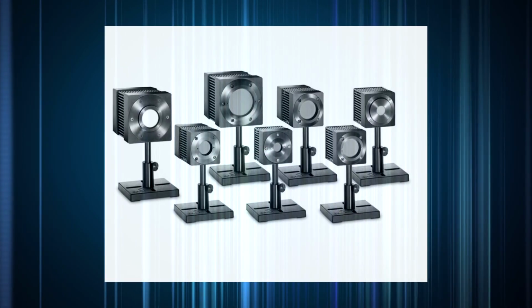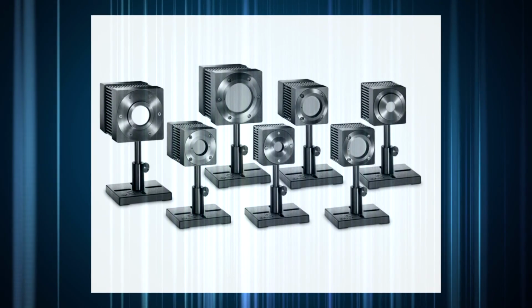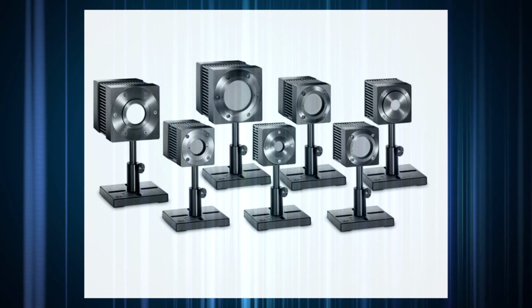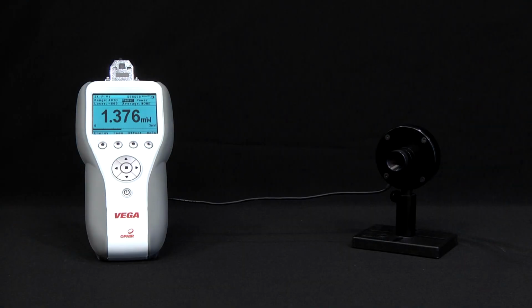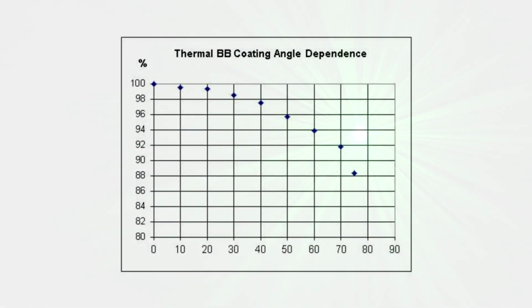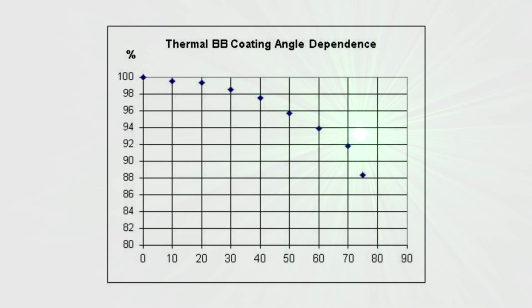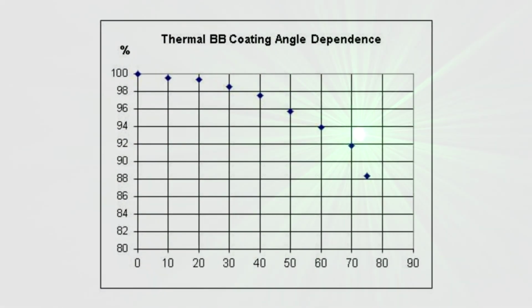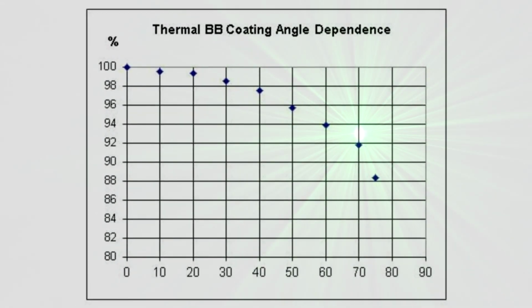We'll now consider thermal sensors used for measuring power and single-shot energy. We'll look separately at surface absorbers, such as the BB or broadband and the LP1 types, and volume absorbers, such as the P type. Surface absorbers are opaque and they absorb light right at their front surface. Here we see how absorption by the thermal BB absorber depends on angle. As you can see from this graph, the angle dependence is actually very small. At 20 degrees incidence, for example, the reading will be less than 1% lower than at normal incidence.